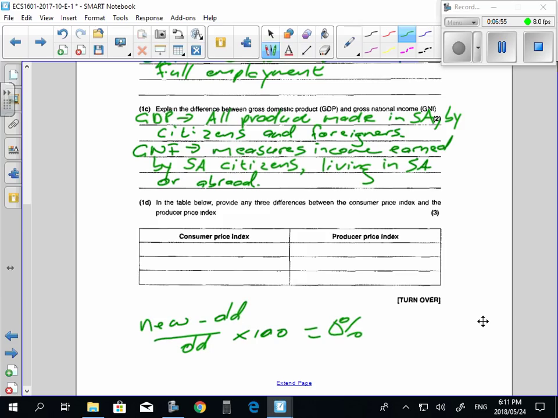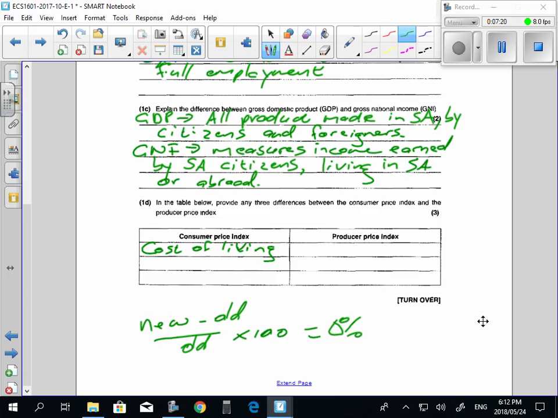So if they ask you to calculate inflation rate, you use your CPI, you substitute them into that equation, and you calculate your rate of inflation. They can ask you for CPI and or PPI. All right. So the differences between the two: consumer price index, right? Consumer. Obviously, the CPI is the cost of living.